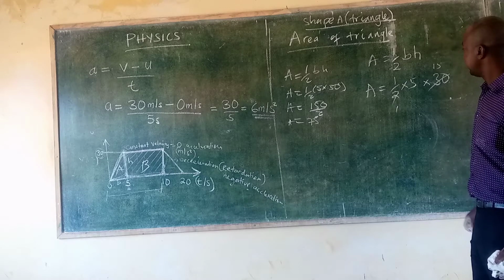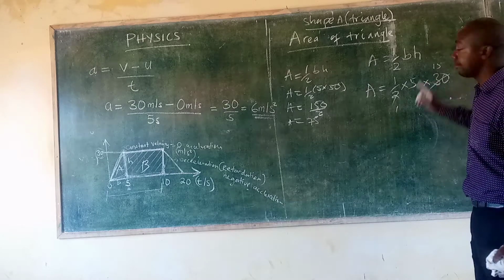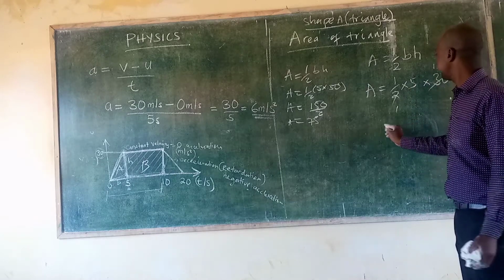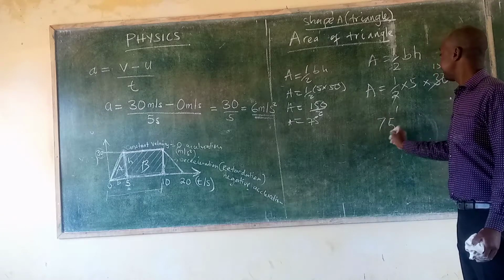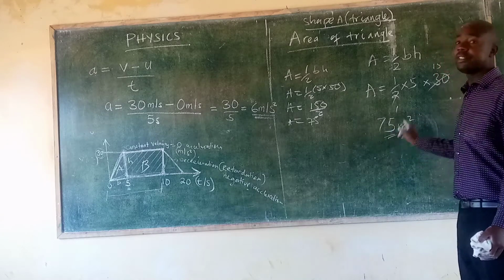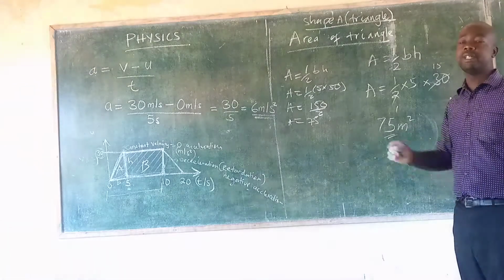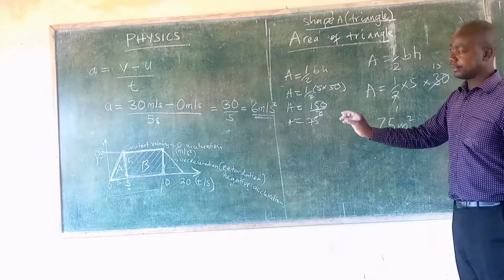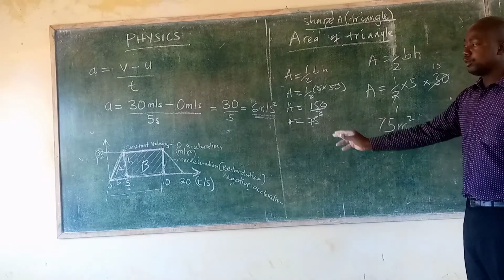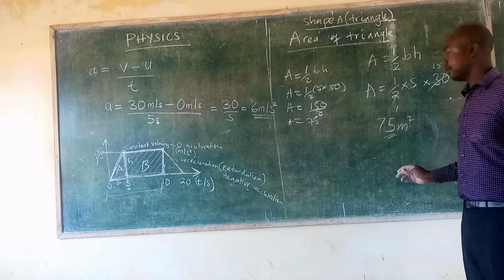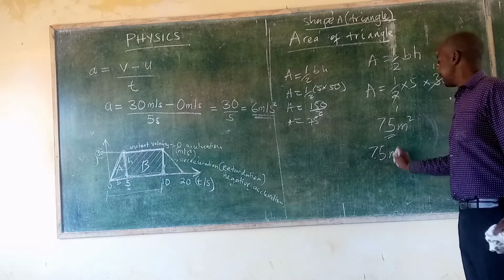Yes, sir. Then you multiply 5 by 15. What do you get? 75 square meters. So this 75 square meters will show you the distance. So the distance covered from 0 to 5, the area of the triangle, was 75 meters.